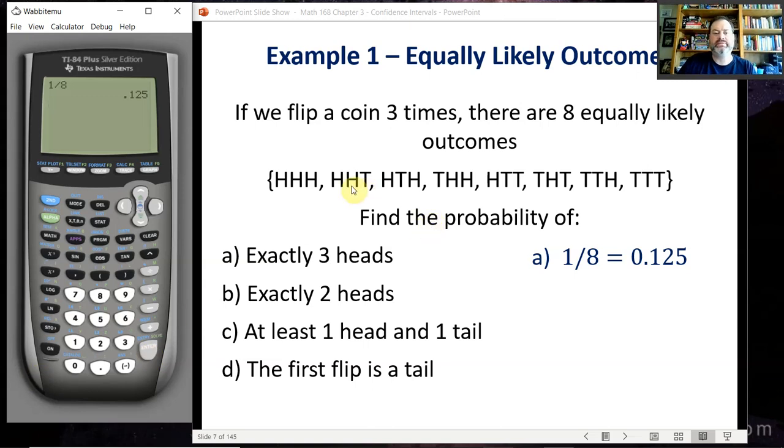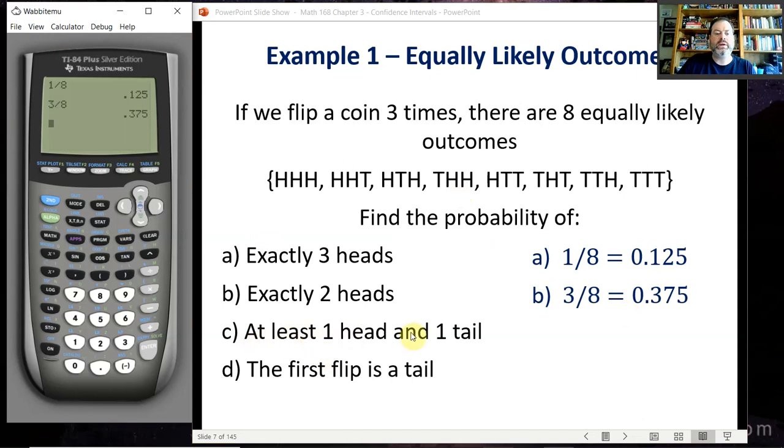What about exactly 2 heads? What's the probability? Well, here's 2 heads. Here's 2 heads. Here's 2 heads. So there's 3 outcomes that have 2 heads. So the probability is 3 out of 8. Right? Again, pretty easy stuff. And so on and so forth.